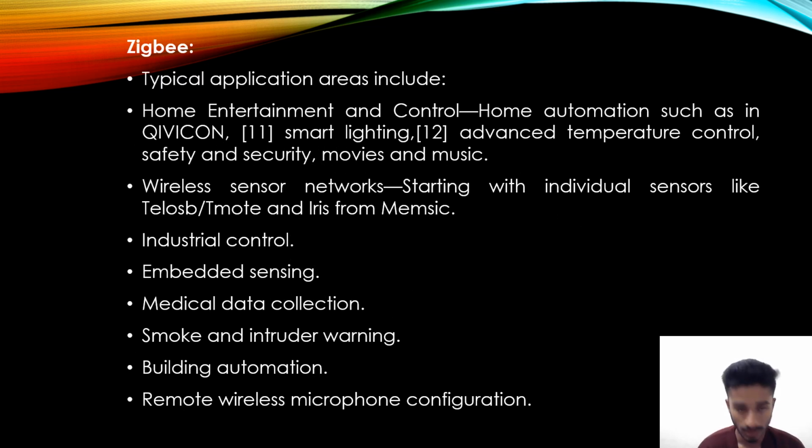In this slide, we're going to discuss the typical application areas of ZigBee. It is used in home environment and control, home entertainment and control, home automation, smart lighting, advanced temperature control, safety and security, movies and music, and wireless sensor networks, starting with individual sensors like TelosB or Tmote from MEMSIC. Other areas include industrial control, embedded sensing, medical data collection, smoke and intruder warning, building automation, and remote wireless microphone configuration.